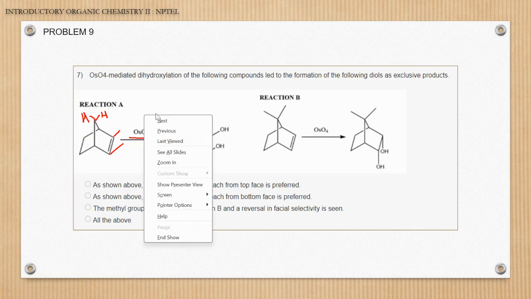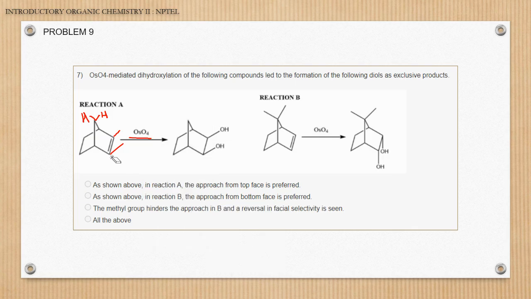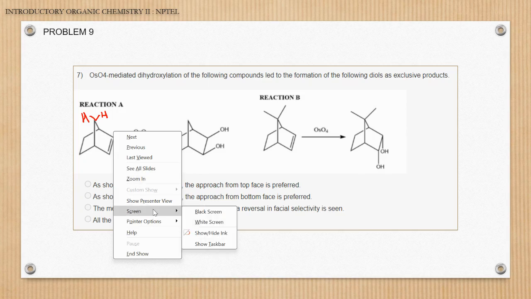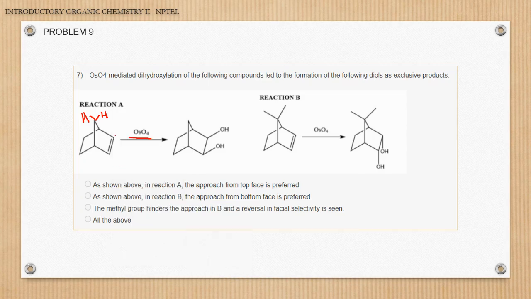Just go and check the mechanism for this reaction, but you will understand that the attack is the syn attack. If it is a syn attack, it has two possibilities: either both the OH will come from above side, or both the OH will come from downside. So in this reaction, both are preferring to be above the plane because the protons are present at this bridgehead position. So basically, there is no hindrance in reaction A because there are only protons present in the proximity, right?